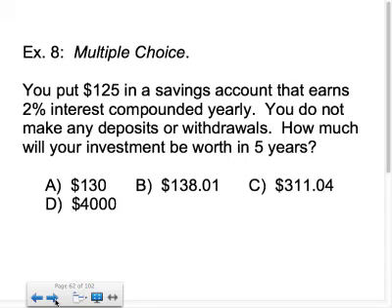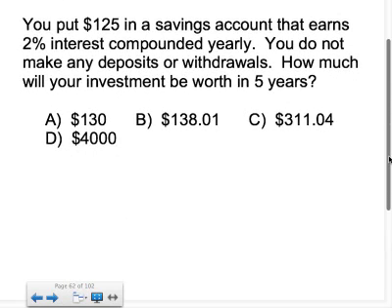Example 8 says you put $125 in a savings account that earns 2% interest compounded yearly. You do not make any deposits or withdrawals. How much will your investment be worth in 5 years? Same idea. If I'm you, I'd pause the video and try it.